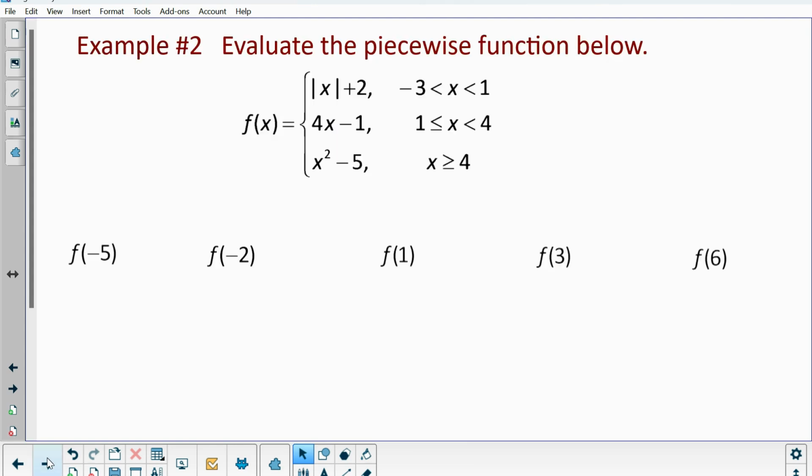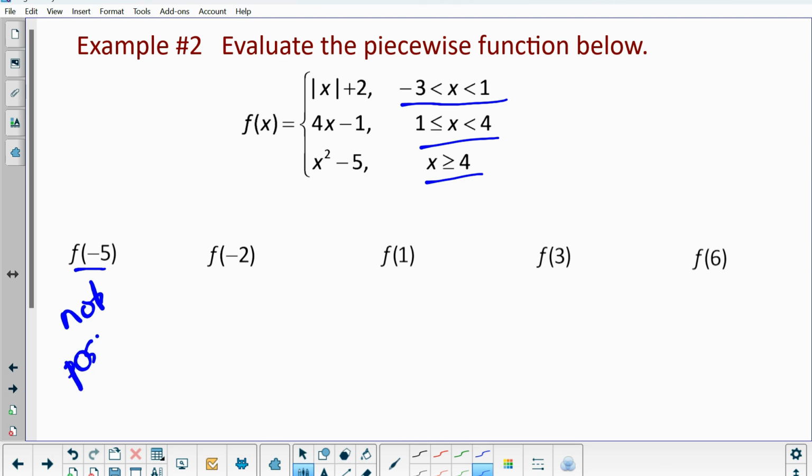Okay, so now this is the same function, only now we're just evaluating. I think you guys were doing a little bit better with the evaluating, so hopefully this will go pretty fast. When we first go to figure out f of -5, you're going to see that -5 doesn't even fit into any of the windows, so this is not possible. F of -2 falls in this window, so you substitute the -2 into that part. That gives you 4.